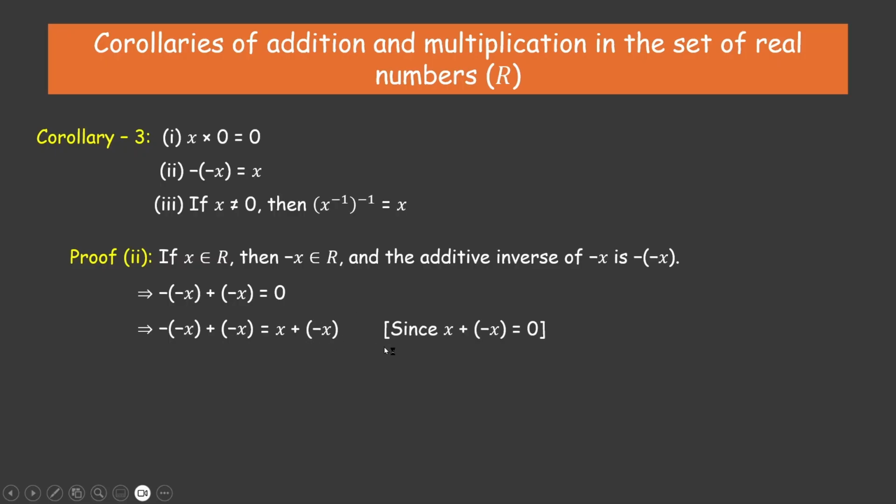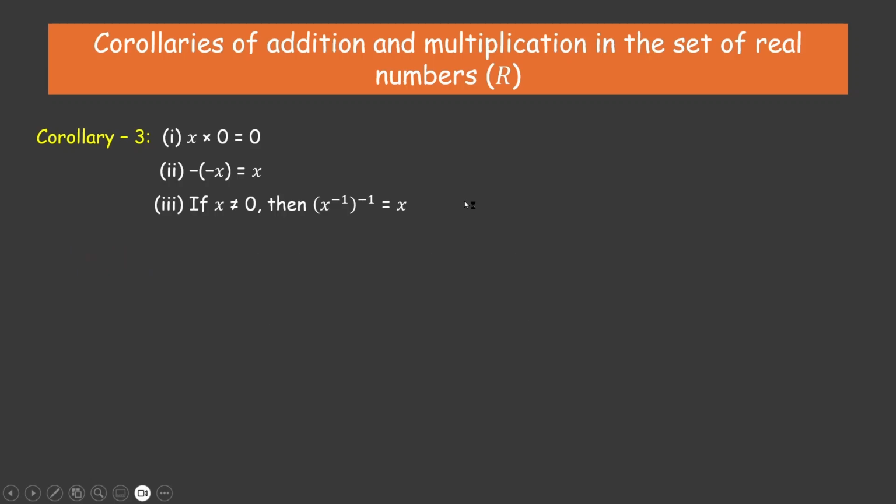It's because now we can apply the addition cancellation law. We can cancel out this negative x on the left hand side with this negative x on the right hand side, which will leave us with negative of negative x equal to x. And that is what we needed to prove.